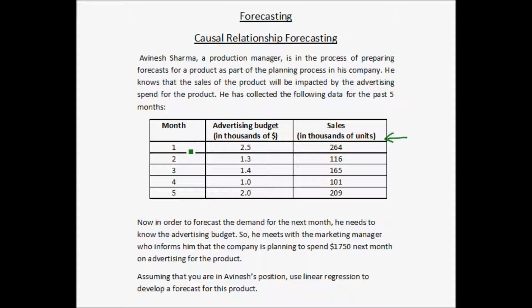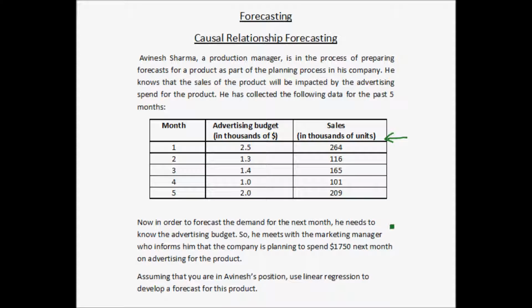For month 1, the advertising budget in thousands of dollars was 2.5 and the sales in thousands of units was 264. For the second month, the advertising budget in thousands of dollars was 1.3, while the sales in thousands of units was 116, and so on.